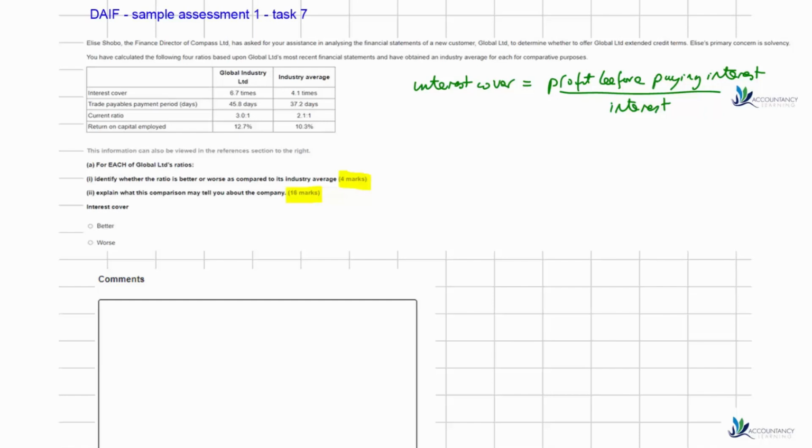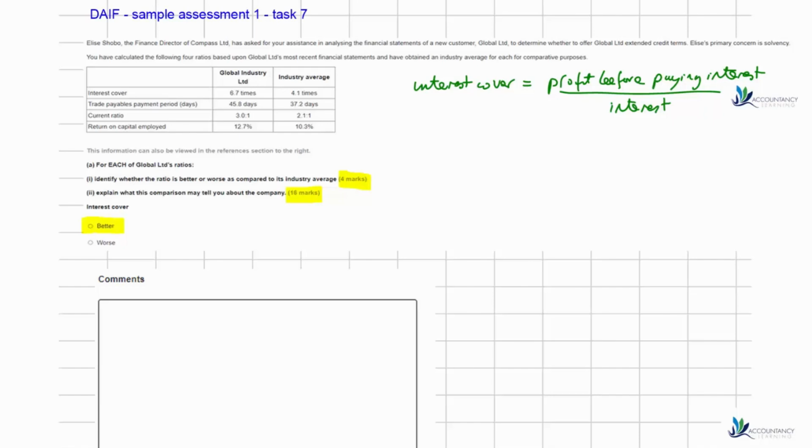So if we look at the table on the left, we can see that for this company, they have an interest cover of 6.7 times, which means they have 6.7 times as much profit as they have interest that they need to pay. Whereas the industry average is 4.1 times, so it means that this company has a better level of interest cover. It has more profit available to pay the interest than the industry average. So that's a good thing.